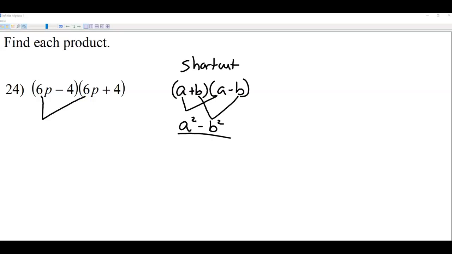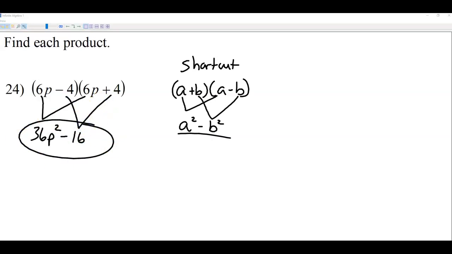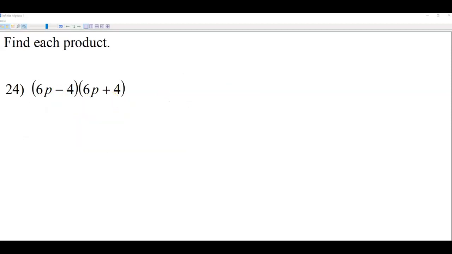But let's go to the shortcut here. So 6p times 6p is 36p squared, and negative 4 times positive 4 is negative 16, and we're done. But remember, that shortcut only works if they're exactly the same, just one's a plus and one's a minus. Okay? So that's a shortcut that we learned. Let's take a look at another shortcut.